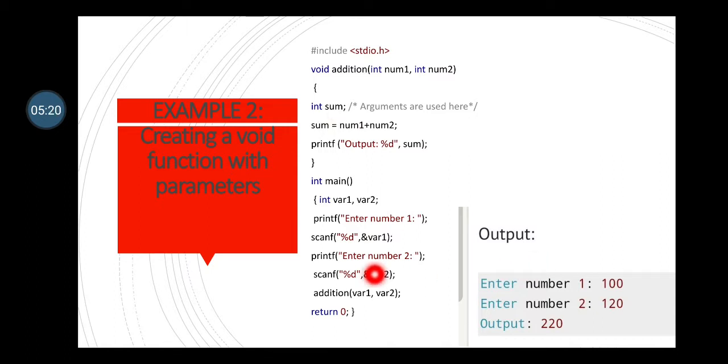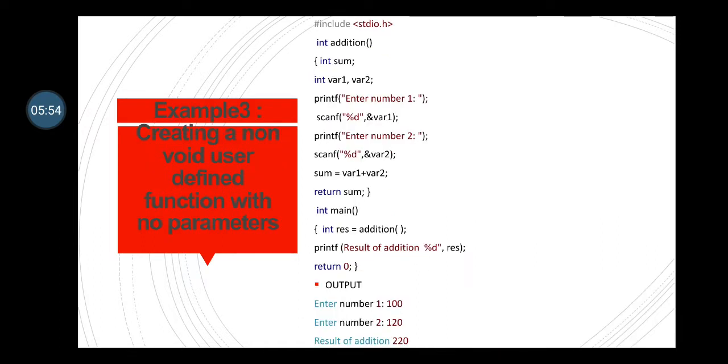And then when you call this function and run this program, the output will be in this manner: enter number 1, enter number 2. The user will enter both the numbers, 100 and 120, and then you are displaying the output in this manner: %d, 220. As the addition function is called, the control will be transferred over here. All the statements of the addition function will be executed, and control will be returned back to the next statement in the main function.